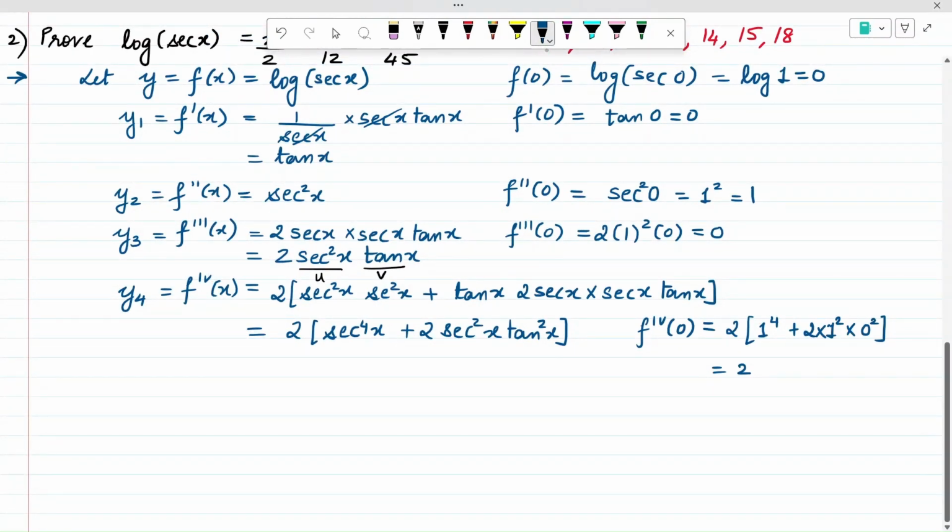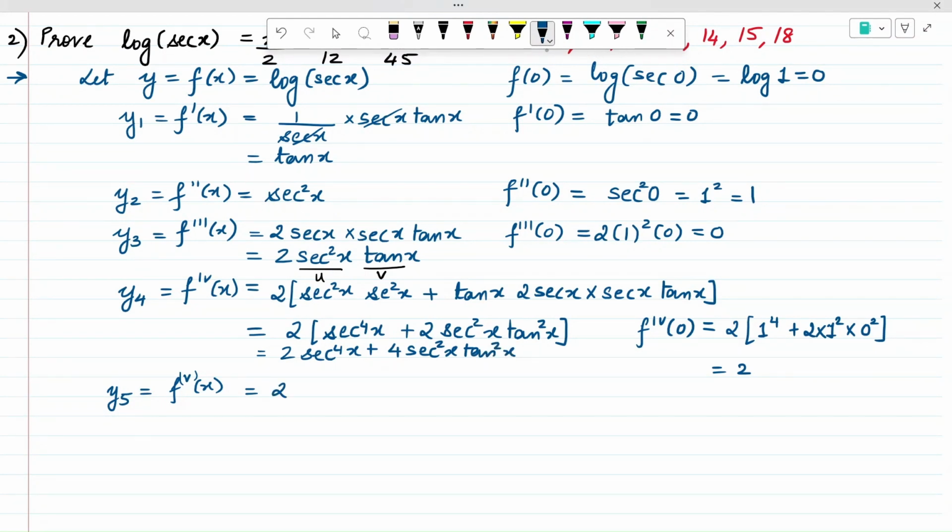Let's calculate the fifth derivative. Okay, yeah, I don't think I can simplify this any further. Even if you use identities, it's going to be more complicated. Okay, the fifth order derivative. So this I can write as 2 sec raised to 4 x plus 4 sec square x tan square x.